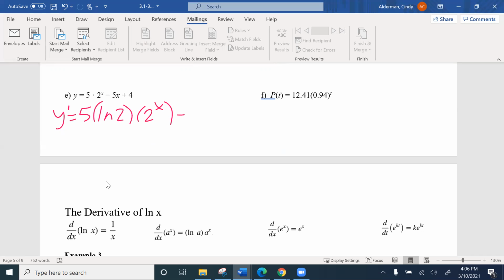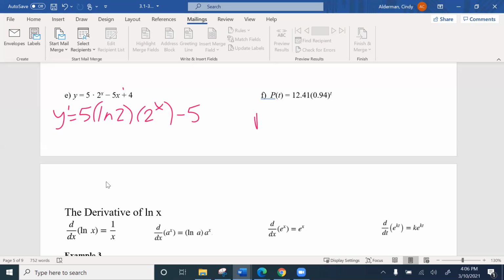minus the derivative of 5x is what? Remember, 5x is to the first power. It's just 5, right? And then what's the derivative of a constant? 0. Remember, a constant is a horizontal line, and the slope of a horizontal line is 0. Good. Okay, where was I? Yeah, so that's your final answer.